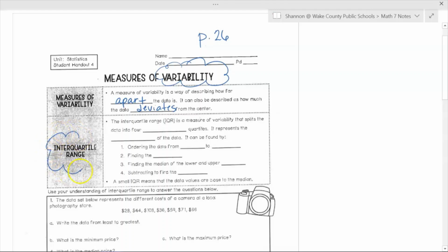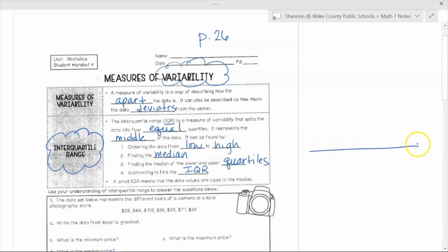The first thing we're going to use is called the interquartile range, and that comes from a box plot or a box and whisker plot. The interquartile range is a measure of variability that splits the data into 4 equal quartiles. It represents the middle of the data, and it can be found by the following. We know that we have to order data from low to high. We have to find the median. And then we're going to find the median of the upper and lower quartiles. And then we're going to subtract to find the IQR.